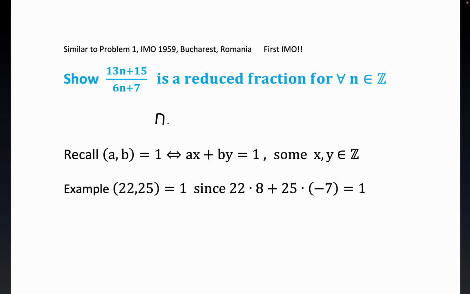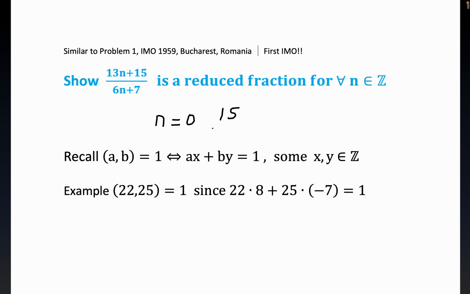To the first IMO problem, the International Math Olympiad ever. Now, just a special case here for n equals 0, 0 is certainly an integer. We get the fraction 15 over 7. Now, this doesn't prove anything, it just shows you it holds for the case n equals 0. 15 over 7 is a reduced fraction. Okay, 15 and 7 have no common factors. So 15 over 7 is certainly reduced here.